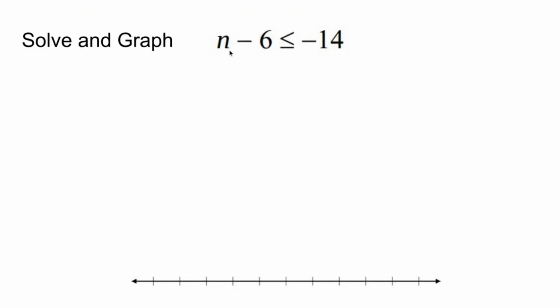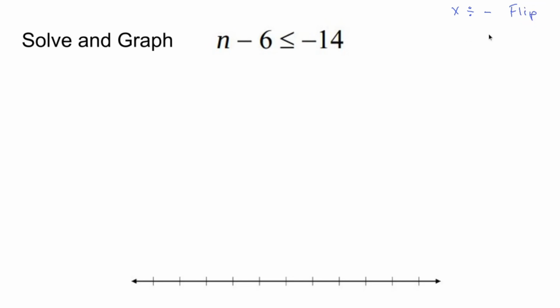Solve and graph n minus 6 is less than or equal to negative 14. In order to solve an inequality, you have to remember two things. Thing number one, if you multiply or divide by a negative, you flip the sign.